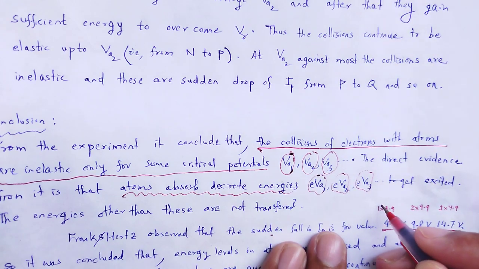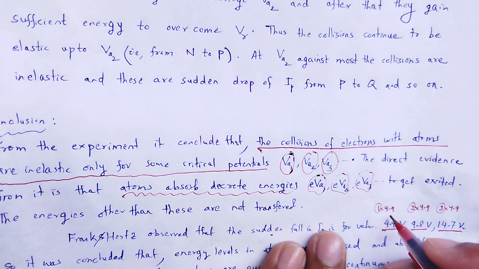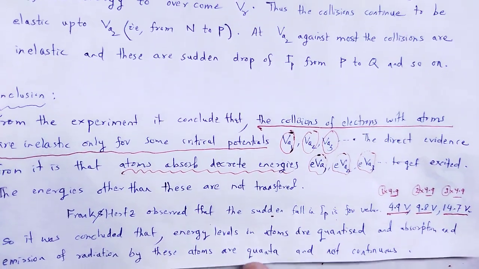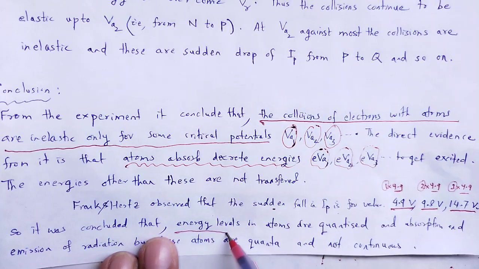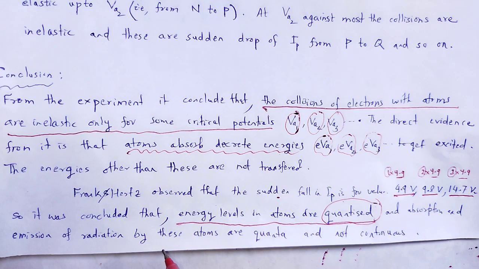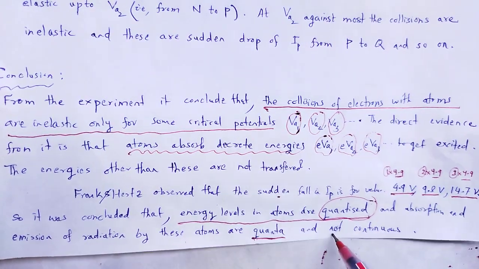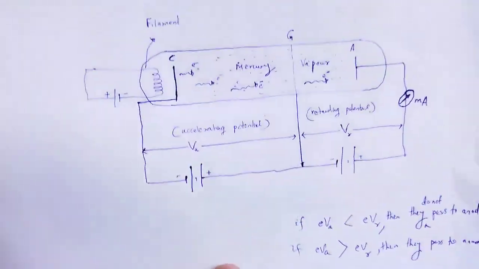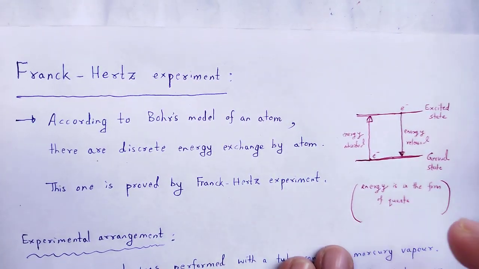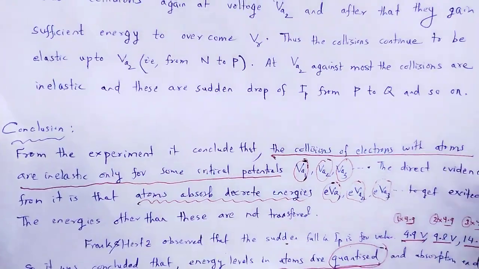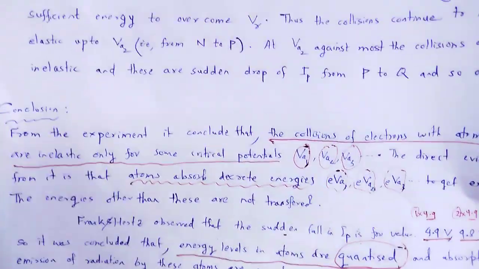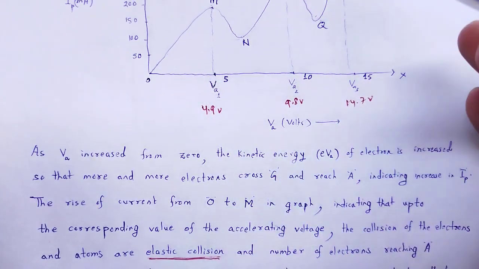In these cases, that is 1, 2, 3 times the energy value 4.9, which means these energies are quantized. So it is concluded that energy levels in atoms are quantized, and the absorption and emission of radiation by these atoms are quanta in nature, but not continuous. As you notice here, 1 into 4.9, 2 into 4.9, 3 into 4.9 in the form of quanta, and that observation we notice in these graphs.